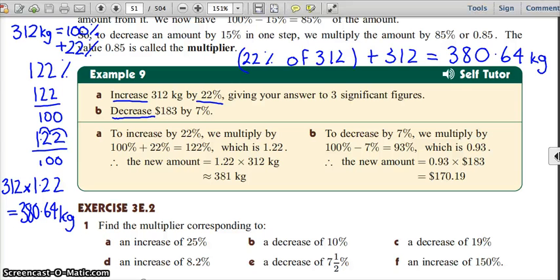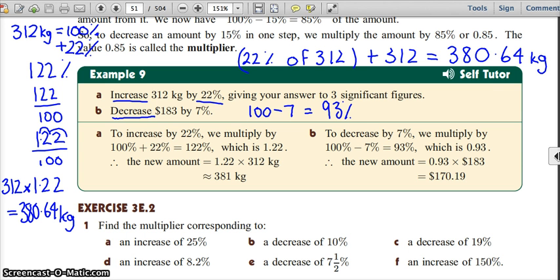Still has 100%. 7 over 100. Good trying. Yeah, you're going to get there, I think. Charlotte? We're talking about less than 100%. How much less than 100%, Charlotte? 7% less than 100%. So how many percent have we got? We've got 93. We've got 93%. What does that look like as a multiplier, Maddie?